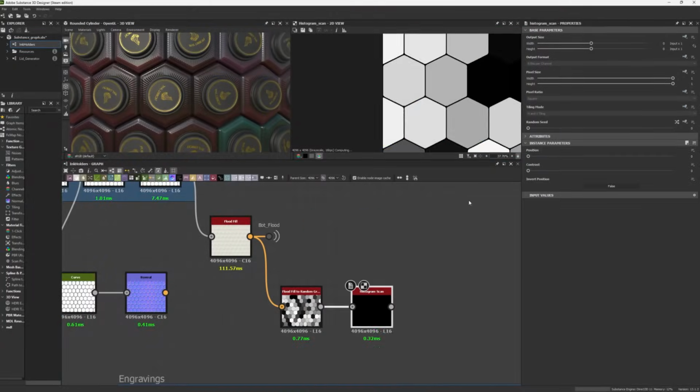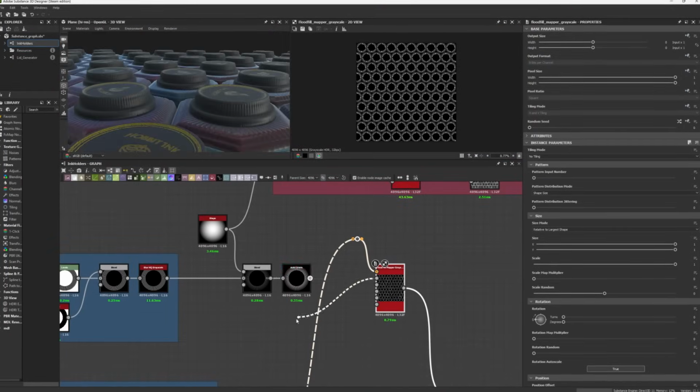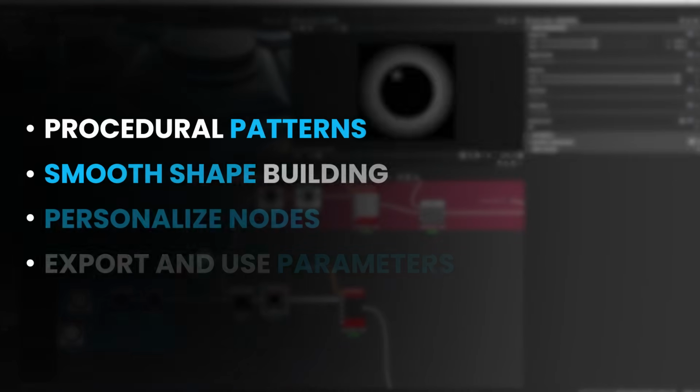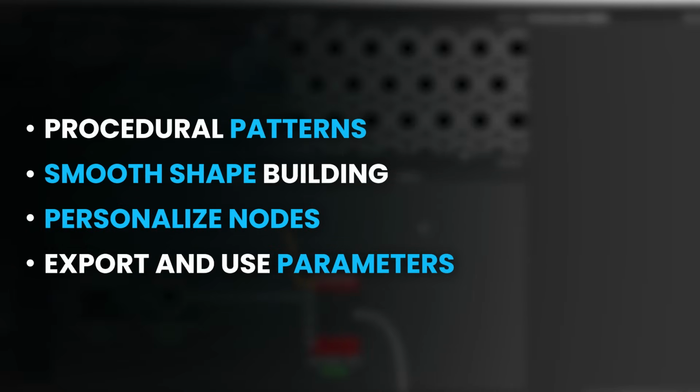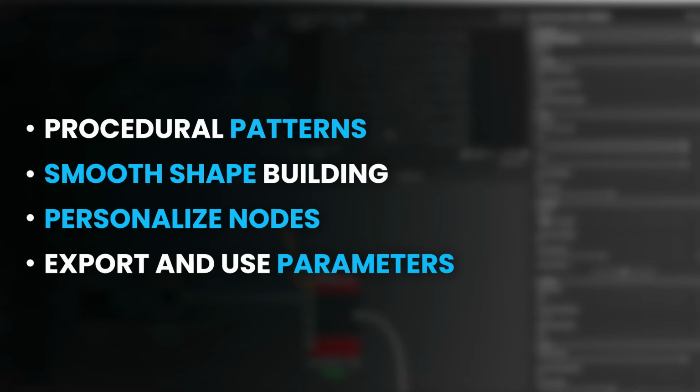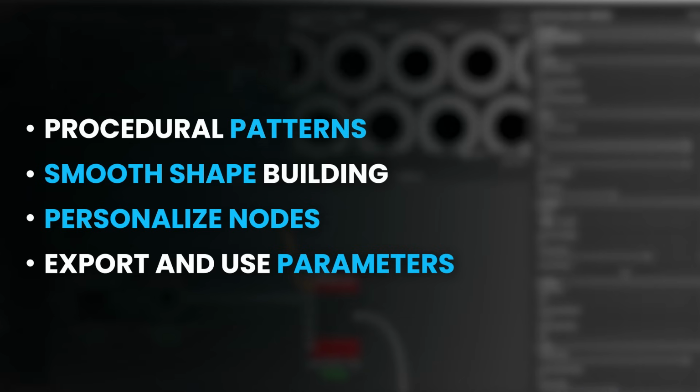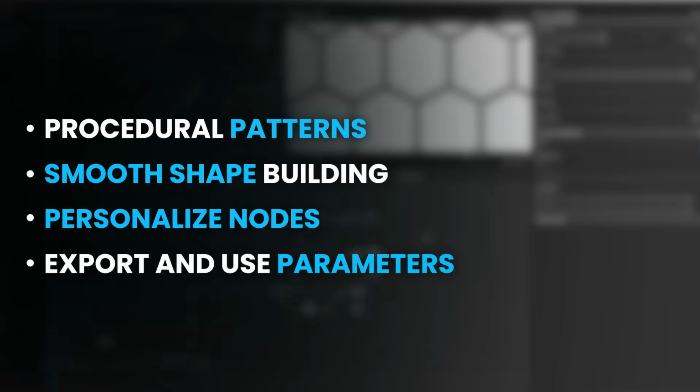In this tutorial, you will go over the creation of a tellable ink holder material. We will dive into the building of procedural patterns and smooth shape building, and organizing your work is going to be super important in this situation, because I will show you how to create your own personalized node, how to expose parameters, and use this node in other materials.